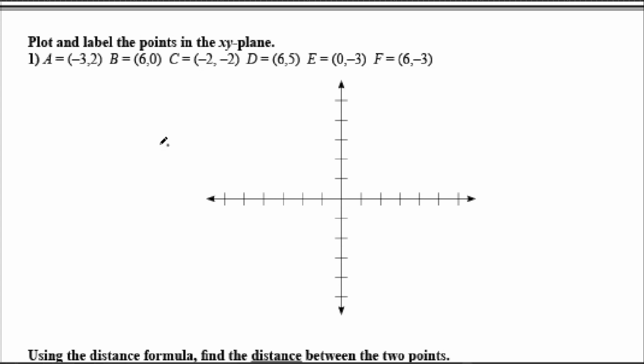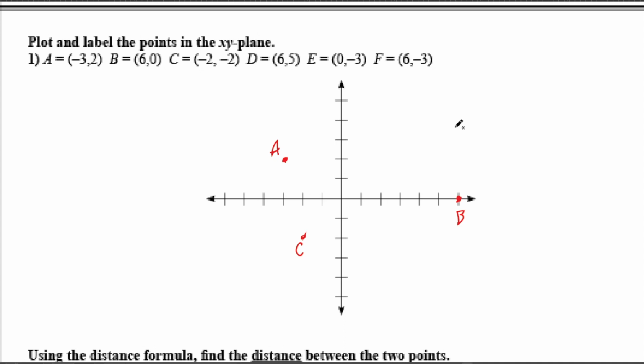All right, so you got to label the points. So -3, 2. So it's 1, 2, 3. 1, 2, right there. Put a dot there. And it's point A, so label it with the point. Everybody got that? All right, let's do the rest. 6, 0, 1, 2, 3, 4, 5, 6. Right there, and 0, and that's point B. And then -2, 2, -2, -2. That's C. D is 6, 5, so there's 6.